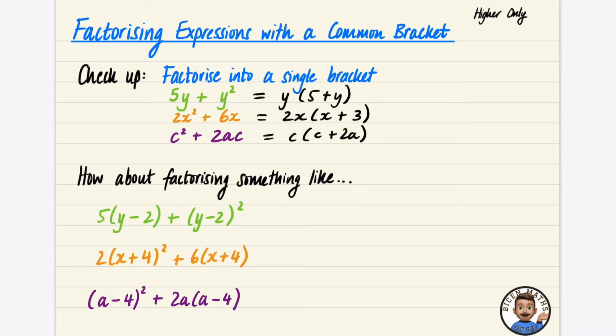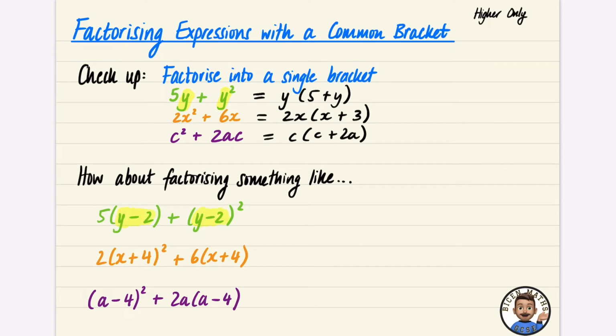Now, what we're about to do down here with these questions is really similar to what we've got up here with these questions. If we can factorise these, we should be able to factorise these. They just look way more complicated. So I'm going to try and compare this one that I've got in green with the one at the top. Now, instead of there being a y, I've got a y minus 2.